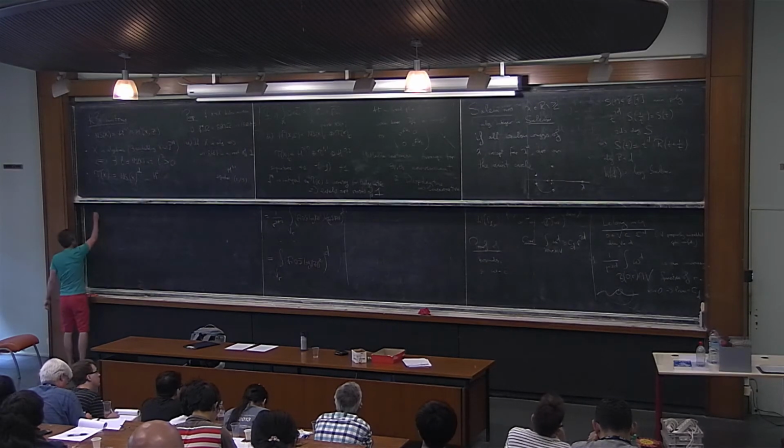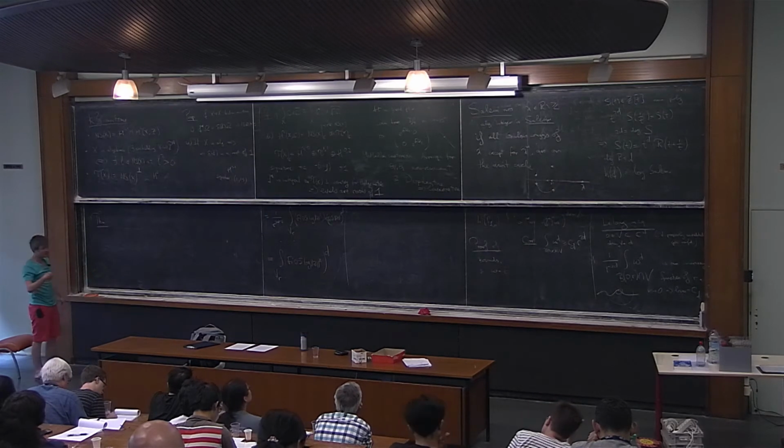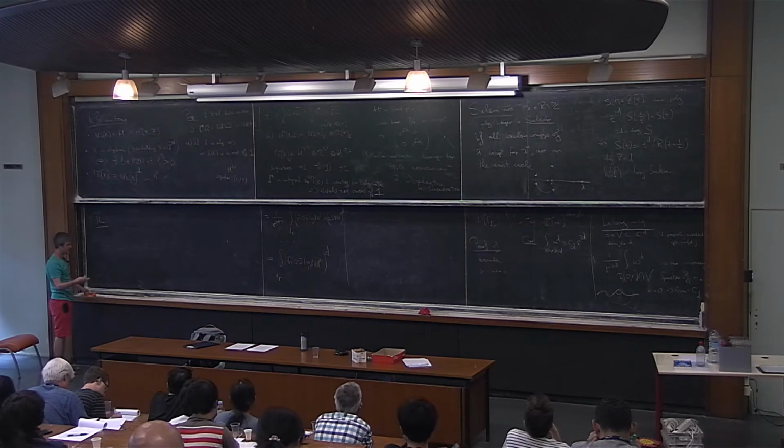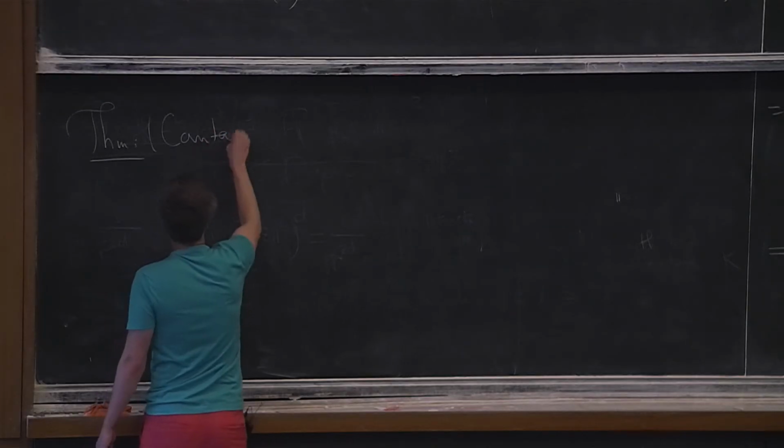So let me just start like this. So, theorem. I will state the theorem first, and then in the remaining time, I'll try to explain some of the concepts and what they mean, and more importantly, how they are defined, because when you see the statement, you might argue that some of the objects are not well defined. So the theorem due to Cantat is the following.